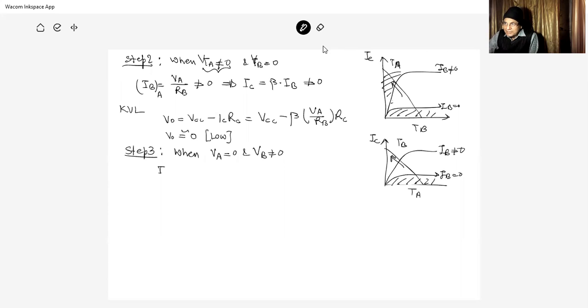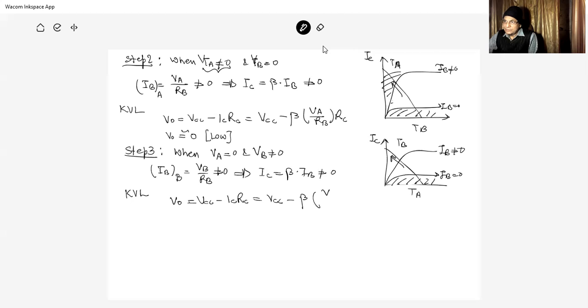So in this case, the base current IB across transistor B is equal to VB upon RB, which is not equal to 0. And this implies IC is equal to beta into IB, which is again not equal to 0. So again, by KVL, V0 is equal to VCC minus IC RC, that is VCC minus beta VB upon RB into RC. So due to this potential drop across RC, the output will be 0, which is low. That is V0.